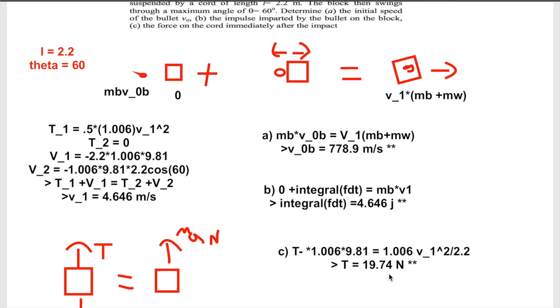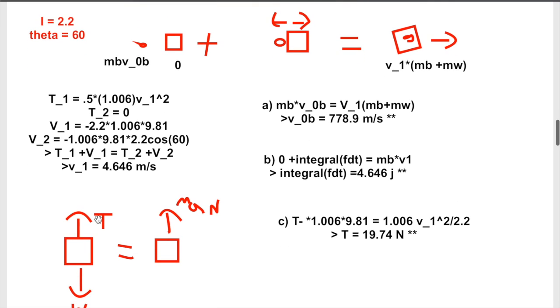Then part C, the force on the cord immediately after the impact. So we have this tension of the cord, and the weight of the block and the bullet together has to equal the acceleration that the block feels inward right after it is hit. So we set those equal to each other. This is that tension minus the weight of the bullet and the block times gravity, and then the mass of the bullet and the block. We use the relationship that acceleration is just velocity squared over r. Solve it for T for tension, and we get it equal to 19.74 newtons.